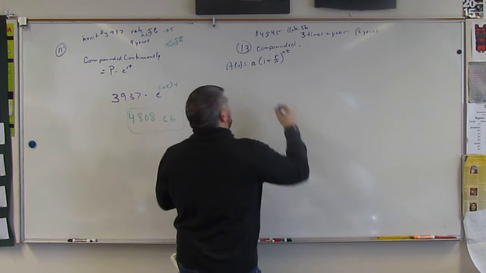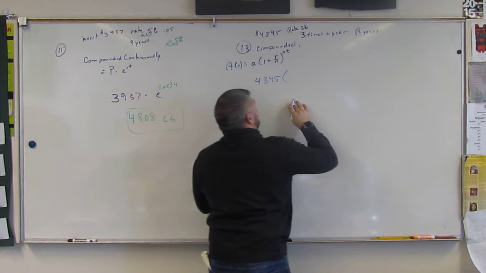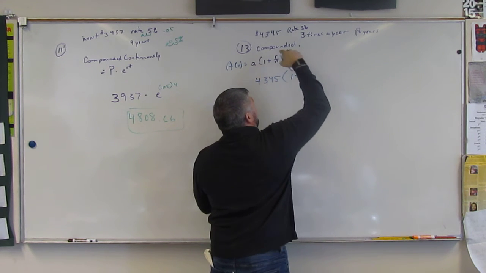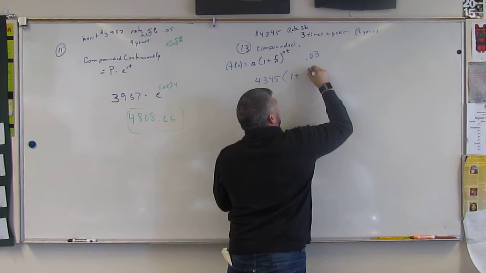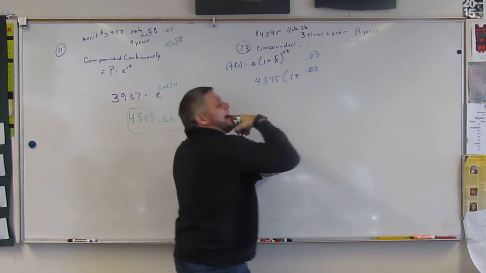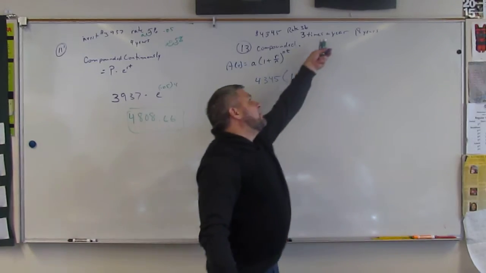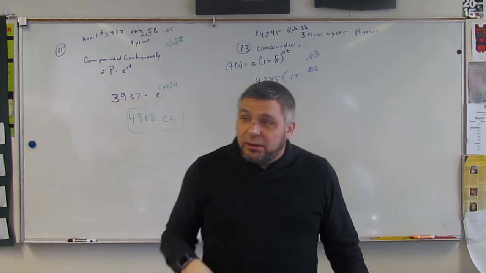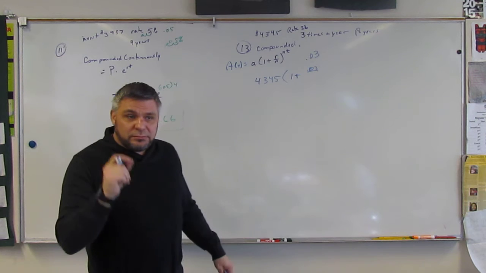And so we take 4,345 times 1 plus the rate at 3%. So we're talking about 0.03, right? 0.03 divided by n. N is the number of periods. So how many times a year? If you do it monthly, that's 12 times a year. Bi-weekly, that'd be 26 times a year. Weekly, 52 times a year.